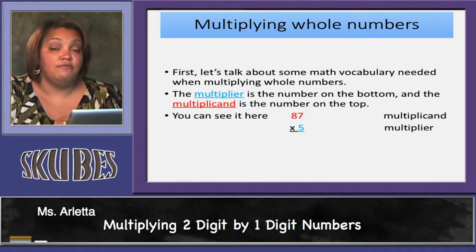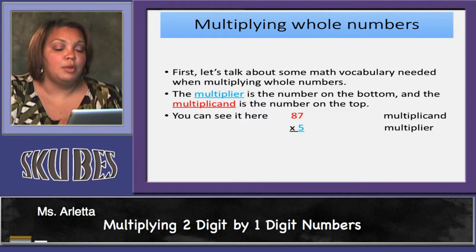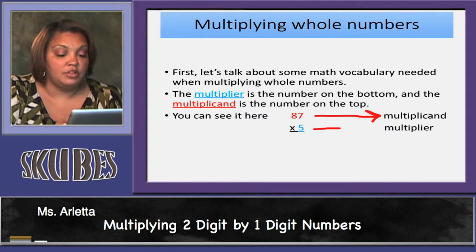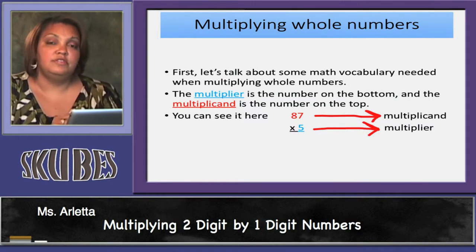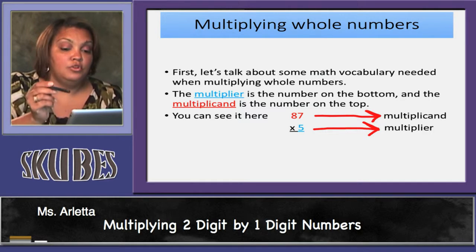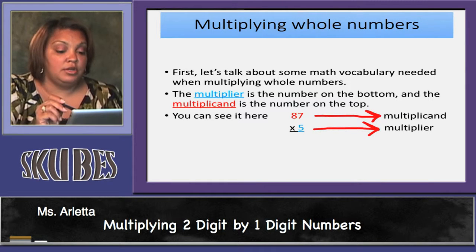First, let's talk about our math vocabulary. The top number will be your multiplicand and the bottom number will be your multiplier. If you notice in this example, you can see here 87 times 5. 87 is the top number, that is your multiplicand, and 5 is your bottom number, that's your multiplier. You'll need to know that because I will refer to that when I'm explaining how to multiply a two-digit number by a one-digit number.